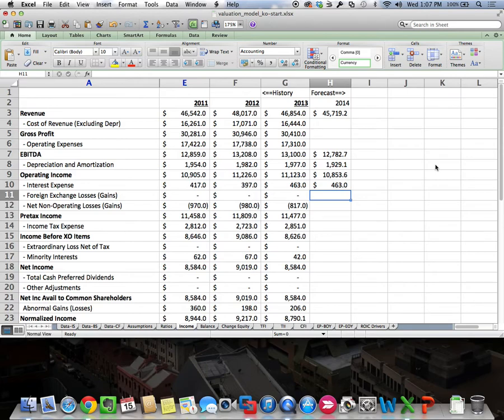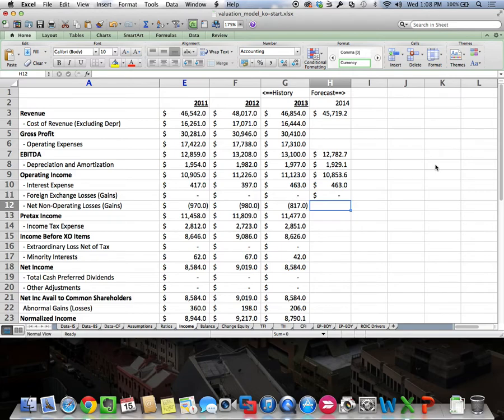Foreign exchange losses and gains. Again, too difficult to predict. We're going to assume that companies will hedge appropriately, so therefore we're going to assume 0. If you believe you want to forecast them, again, create your forecast, but now we're going to assume 0.